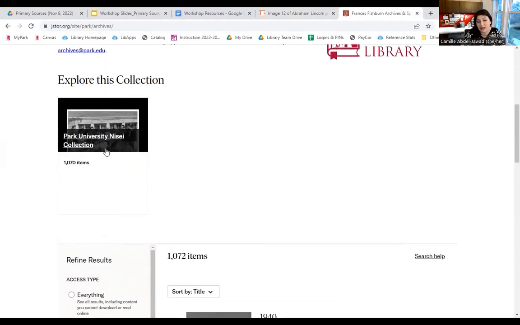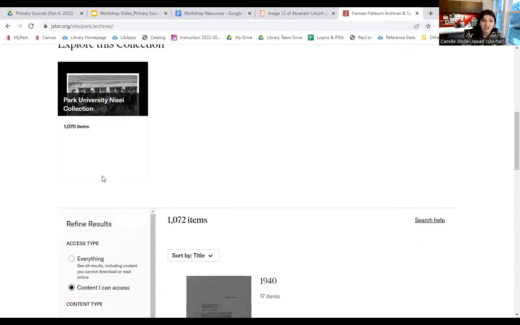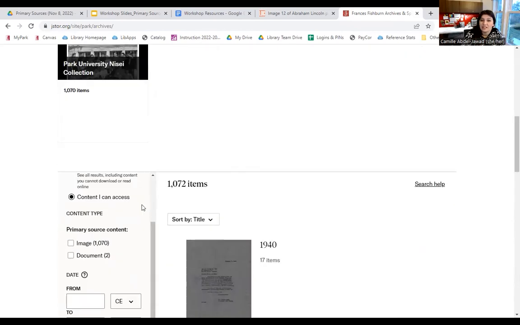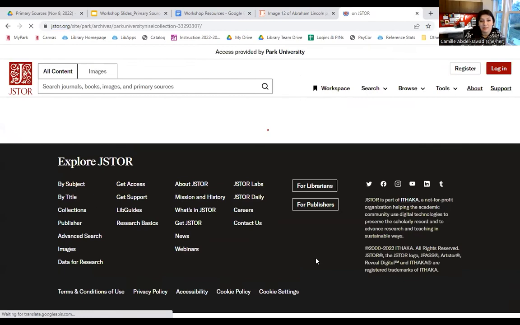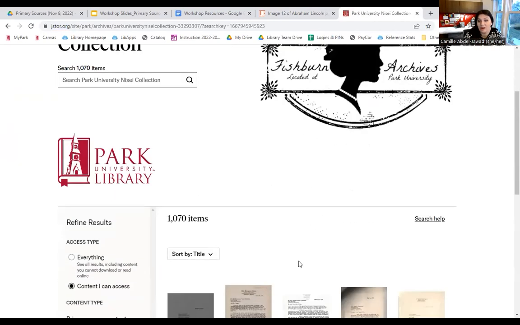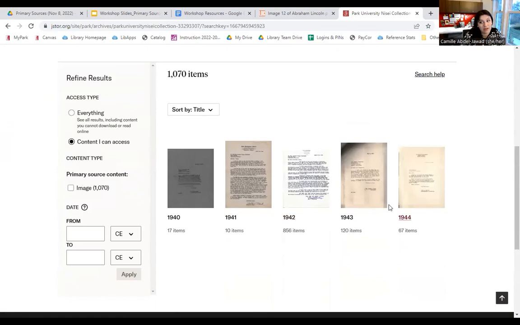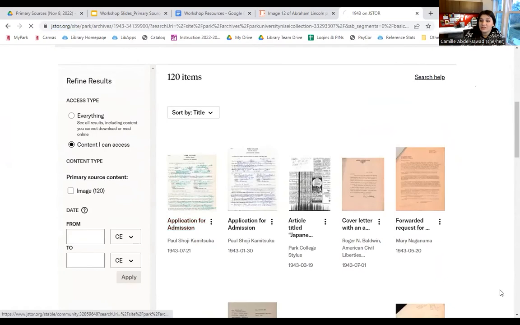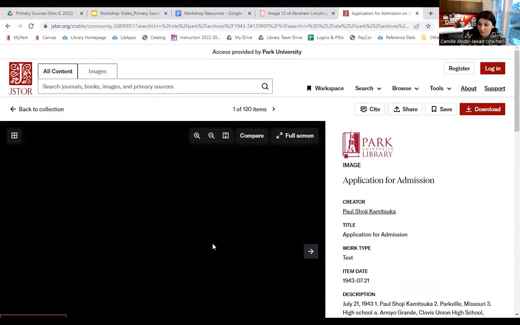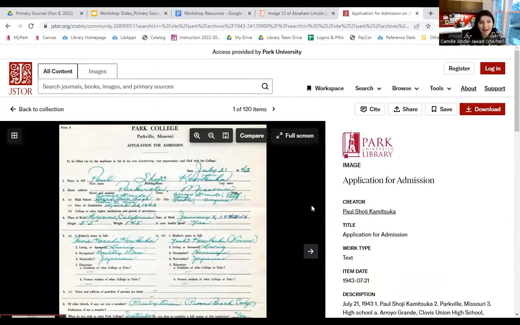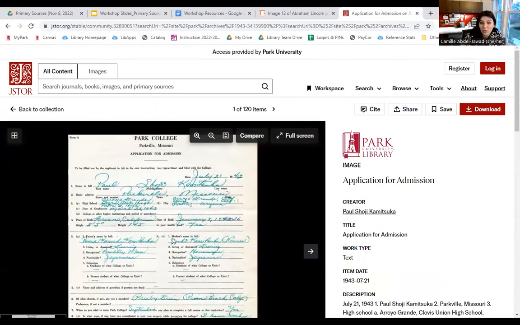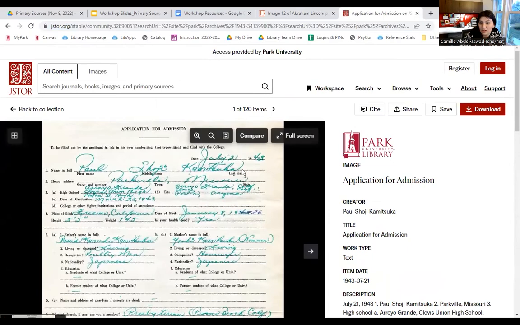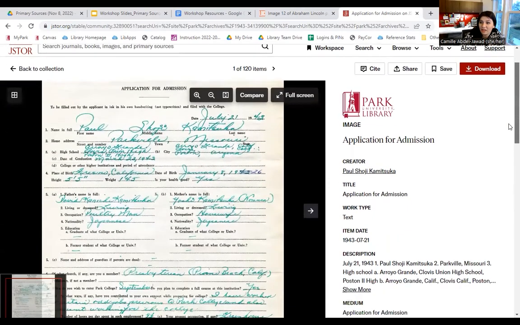More specifically, we have almost 1,000 resources about specifically our NISE students. So if you're interested in studying how NISE students came to the United States and what they did here and why this was monumental for Park and for higher ed in general, you can find all of these primary source documents right here. So you can go in and select a year and see all the different kinds of resources we have available. So you can see that this one is an application for admission, right?